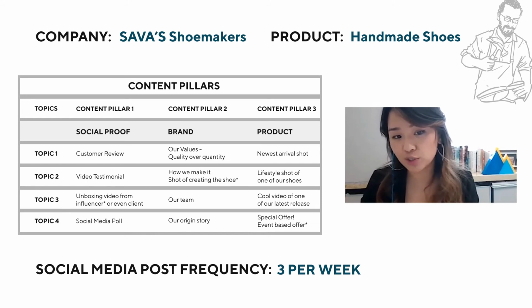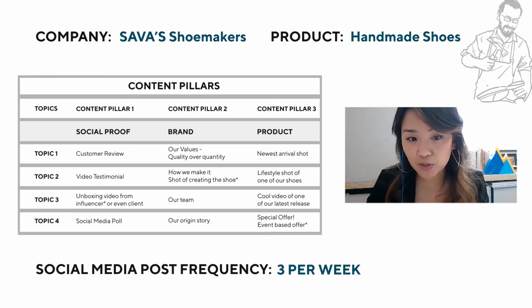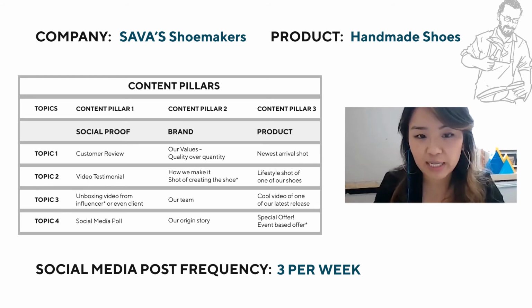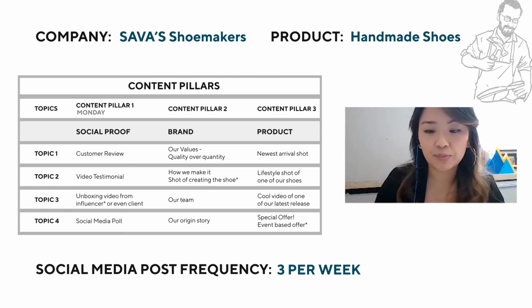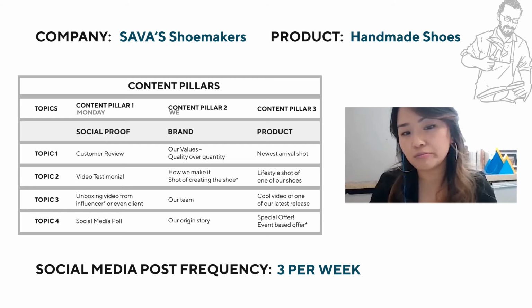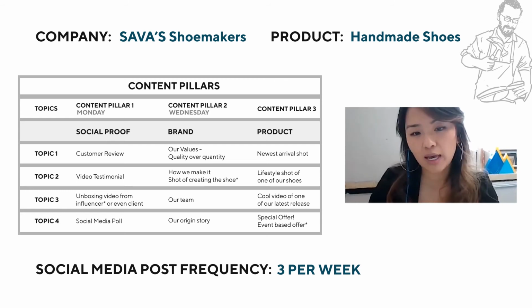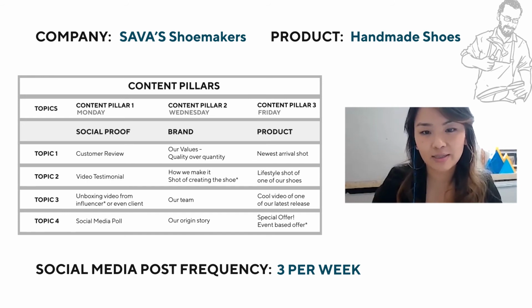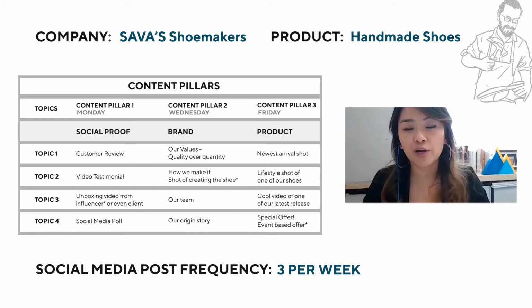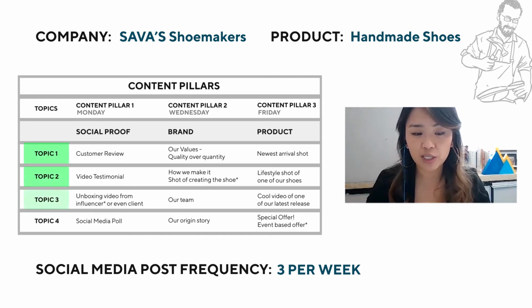So here's what you're going to really do to keep it super simple. If you're posting 3 times a week, your content pillar 1 can go on Mondays. Content pillar 2 can go on Wednesday. And content pillar 3, you guessed it, is going to go on Fridays. And now you have content for a complete month. So topic 1, topic 2, topic 3, topic 4.